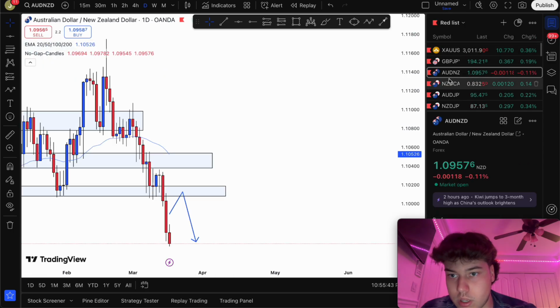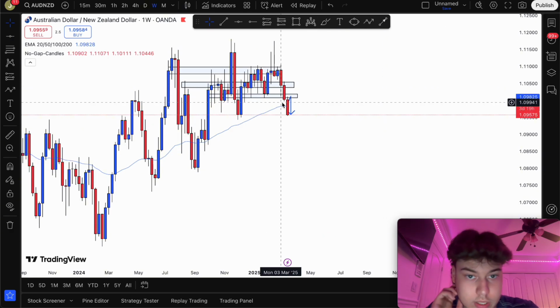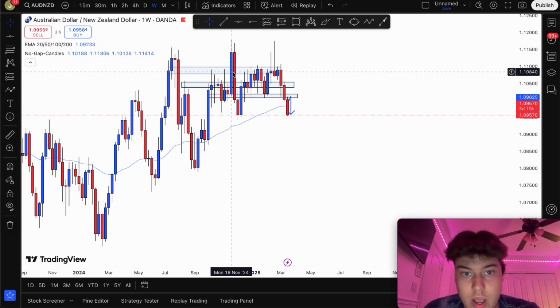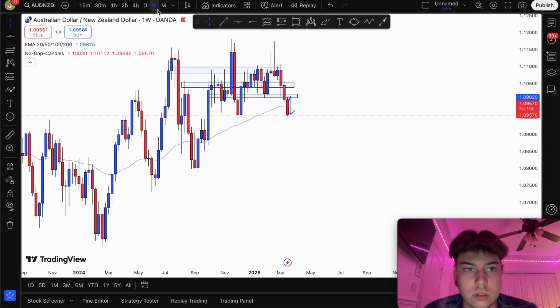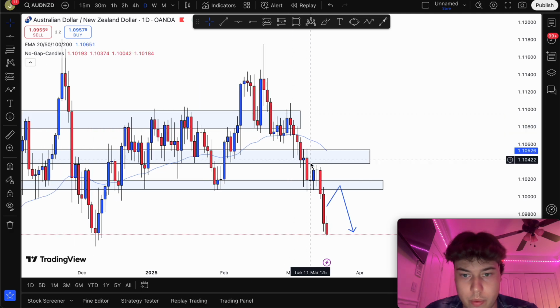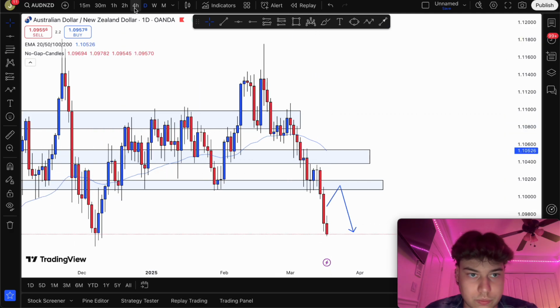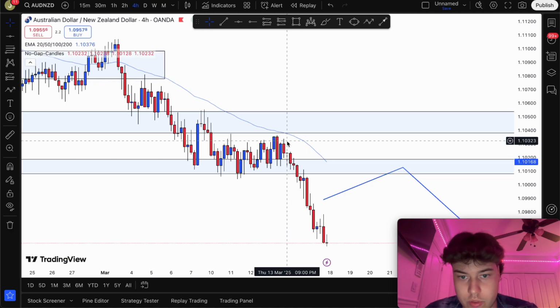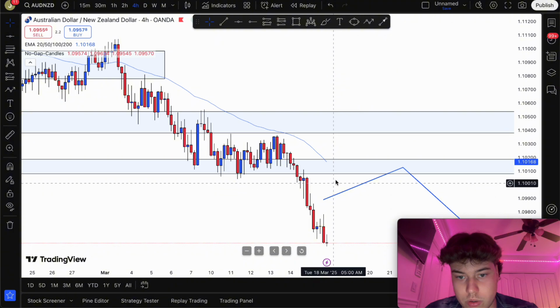Next up is AUDNZD. So AUDNZD on the weekly time frame is bearish. We have a lower high and a lower low. We are potentially creating a new lower low this week if this closes under this structure point. On the daily time frame, we are bearish. This is our lower high and this is our current lower low. And on the 4 hour, this is our lower high and this is our current lower low.